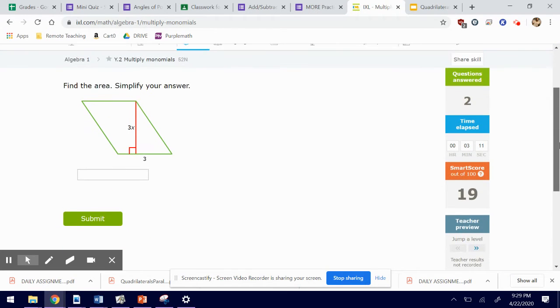Okay, so this one's a little bit different. This is asking us to find the area. Okay, when you're trying to find the area of this, it looks like a parallelogram or a rhombus or a rectangle or a square, you're just going to multiply the base times the height. So all I'm going to do in this problem is I'm going to multiply 3 times the height, which is 3x.